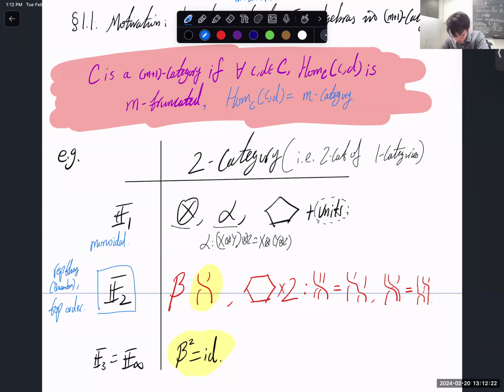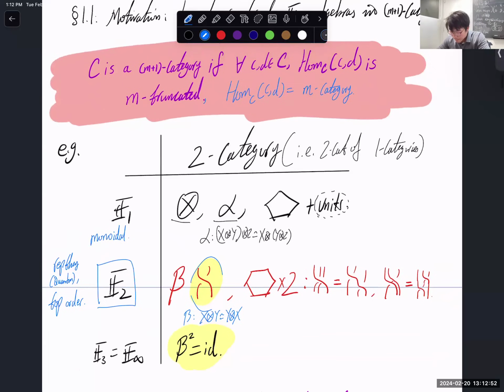Okay, good. So let me tell you a little bit about what an E2 structure on a category looks like. Well, to start, you have to give me some sort of commutativity, and it's given by beta. Normally diagrammatically, people write it as a braiding over, just like this. So beta is an equivalence between X tensor Y and Y tensor X. That's why you can think about it as a braiding, because it takes one thing over the other thing.